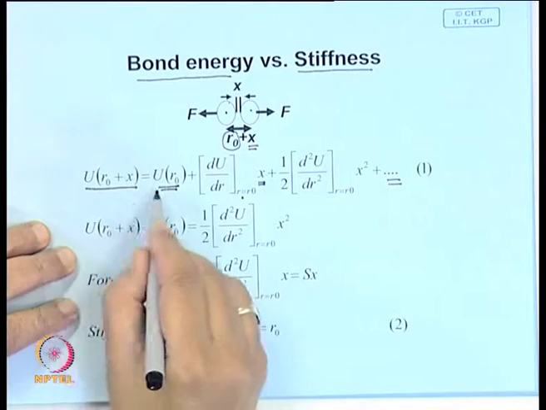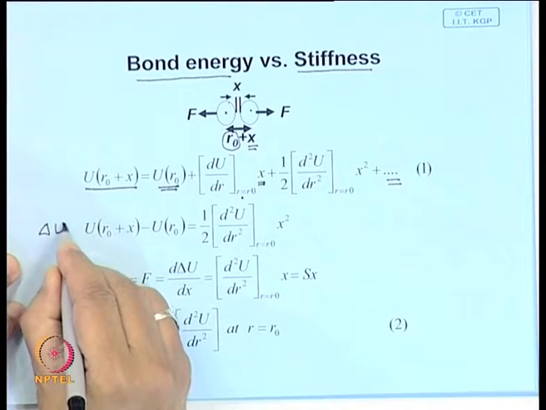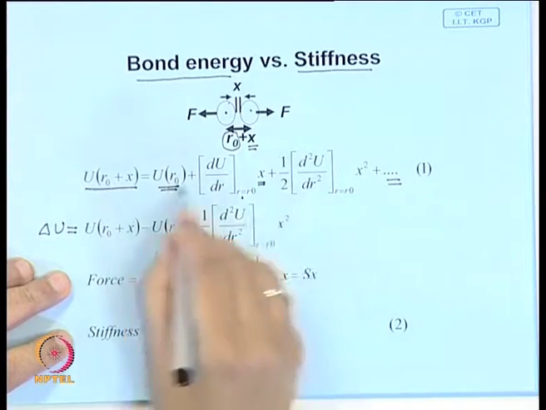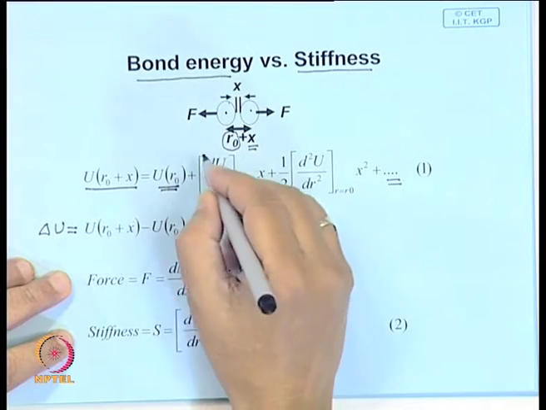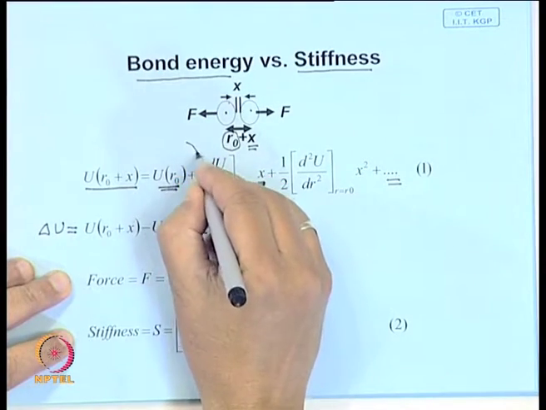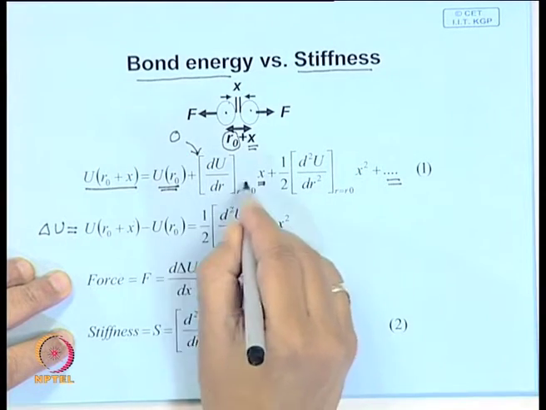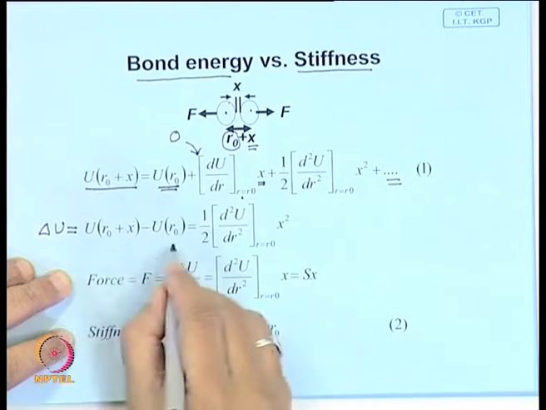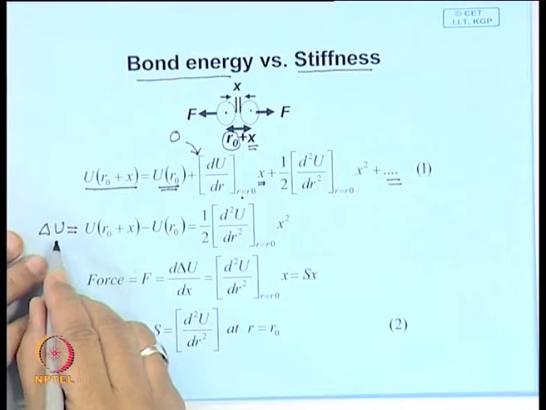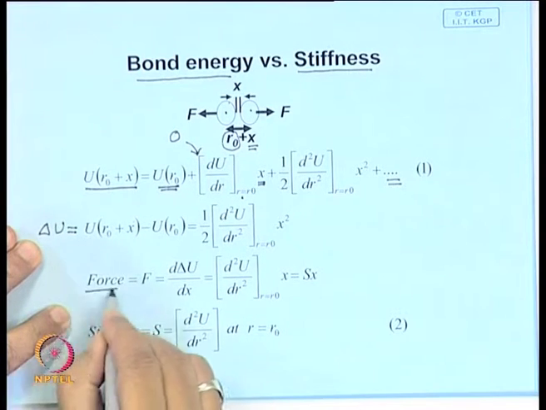Now, from this you can see the change in energy, you can rewrite this in this form, and this we know that when u is minimum, that is at r naught, this is equal to 0. So, therefore, this does not remain in this. And now, if you differentiate this with distance, then you get force.